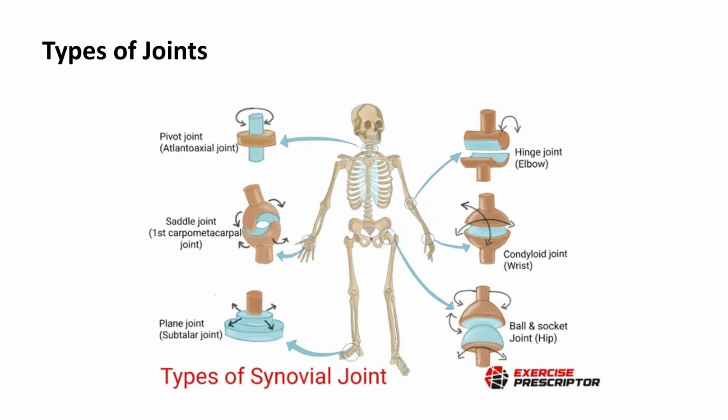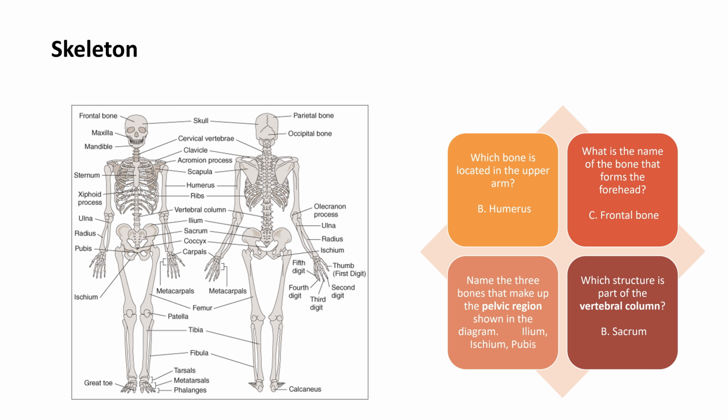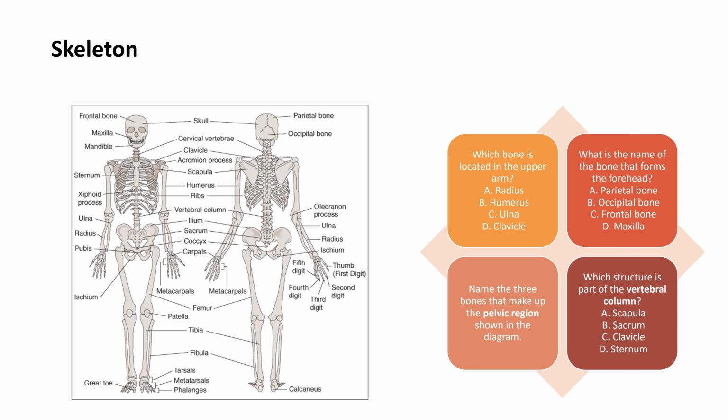So let's go over some different questions for the body. I kind of showed the answers by accident, but which bone is located in the upper arm? Radius, humerus, ulna, or clavicle. You can look at the picture right here to answer these.